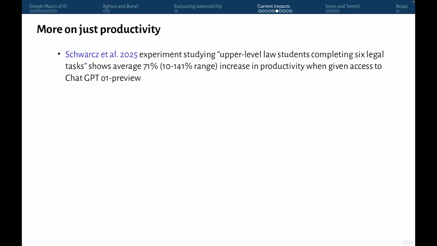One thing is that of those 6 legal tasks, they measure both quality and speed. They always get speed gains, but on quality, for one of the 6 tasks they get a fall in quality, while on 5 of the 6 tasks they get an increase in quality.